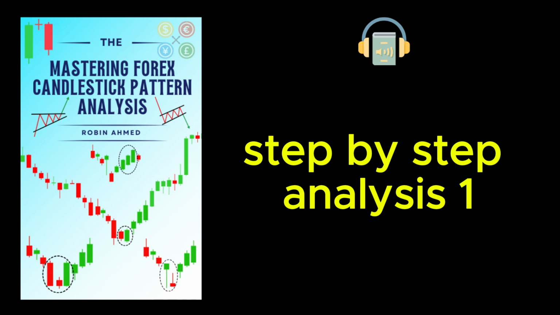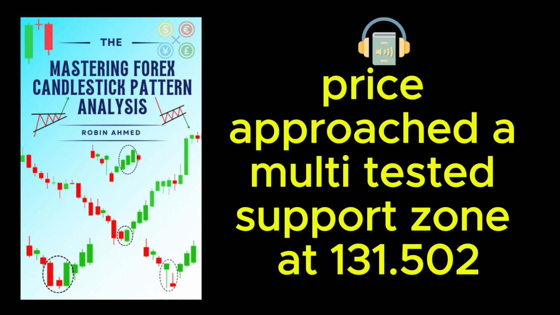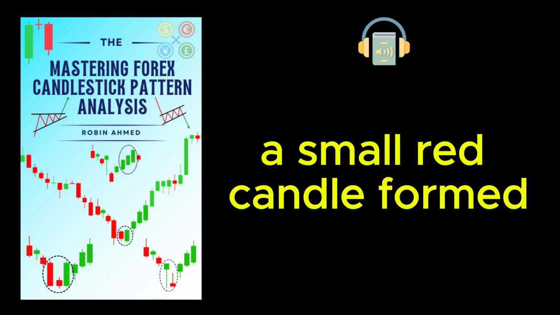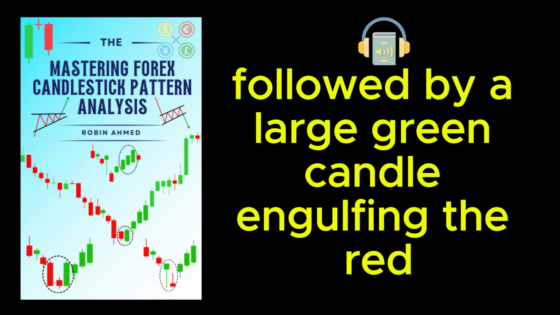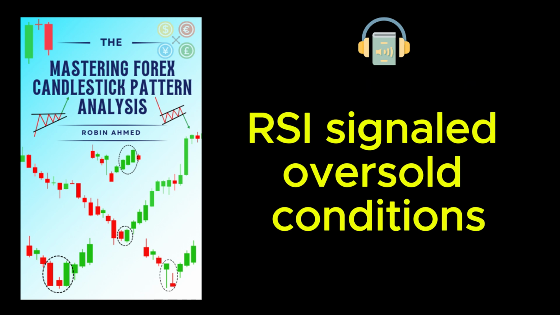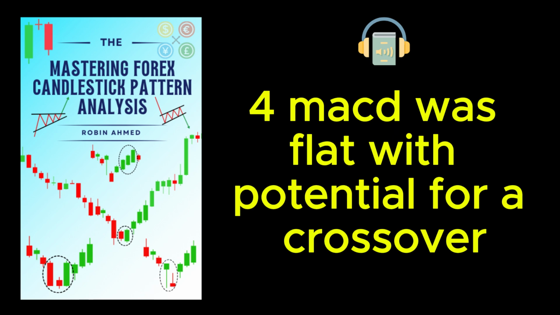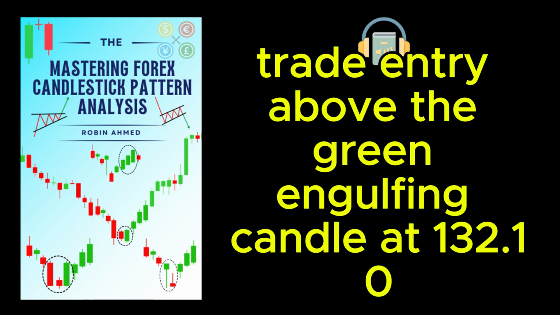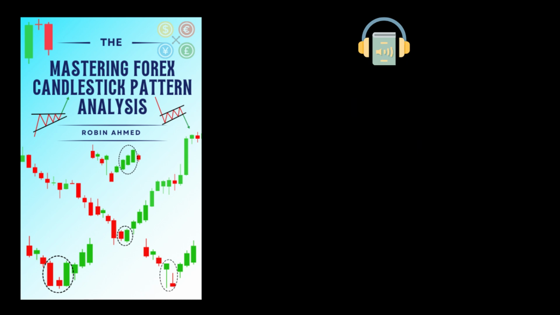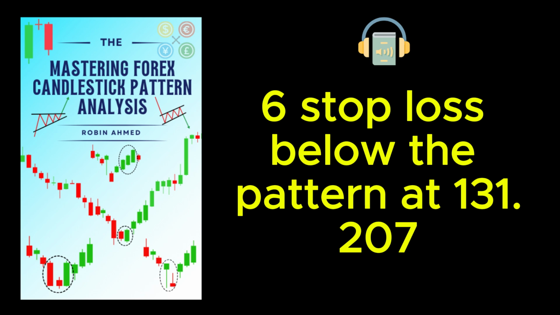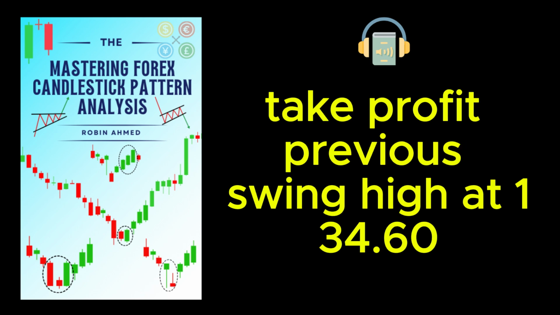Step-by-step analysis. 1. Price approached a multi-tested support zone at 131.50. 2. A small red candle formed, followed by a large green candle engulfing the red one. 3. RSI signaled oversold conditions, suggesting a potential bounce. 4. MACD was flat, with potential for a crossover. 5. Trade entry, above the green engulfing candle at 132.10. 6. Stop loss, below the pattern at 131.20.